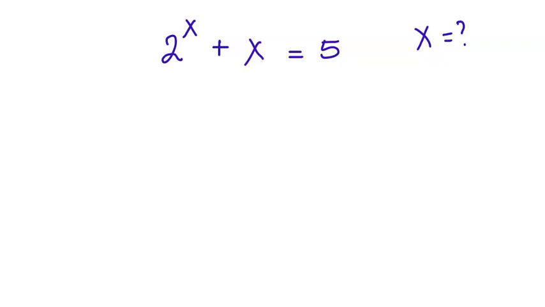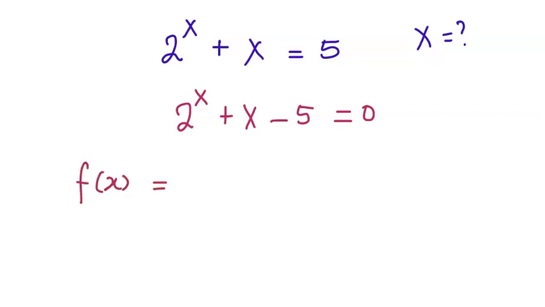So we have 2 raised to the power of x plus x is equal to 5, which we can also write as 2 raised to the power of x plus x minus 5 is equal to 0, okay? So let's define the following function. Let's say f of x is equal to 2 raised to the power of x plus x minus 5, okay? So we're going to check the following inputs.